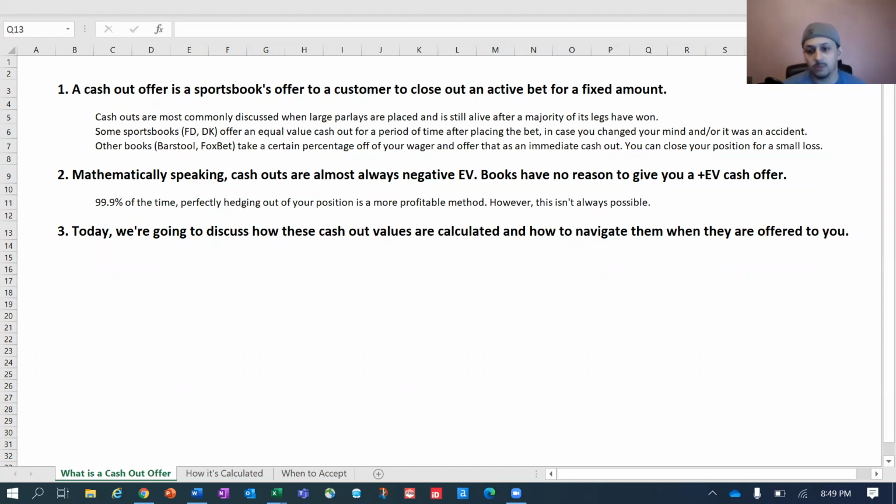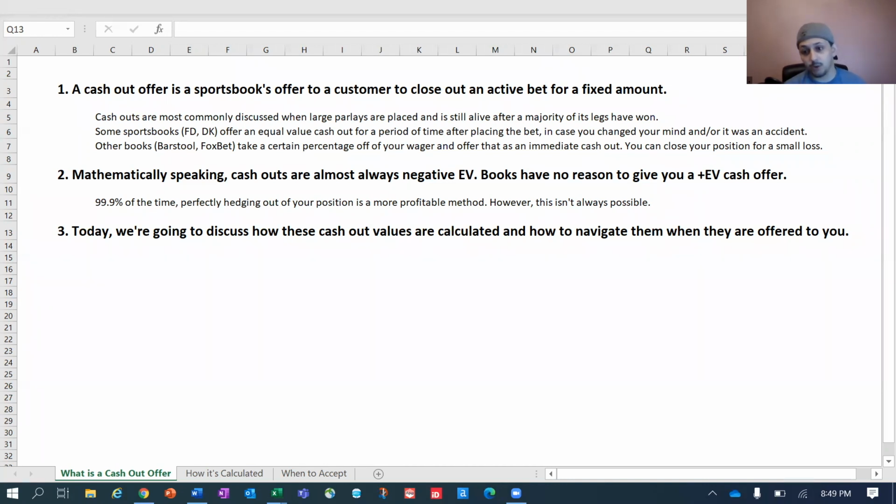In general, too, some sportsbooks do offer an equal value cash out, mostly FanDuel and DraftKings, right after you make a bet on most markets, basically just in case it was an accident or you change your mind. Just like a quick, hey, I didn't mean to wager that $50 on the Eagles, I'm going to take that back. So some sportsbooks do that.